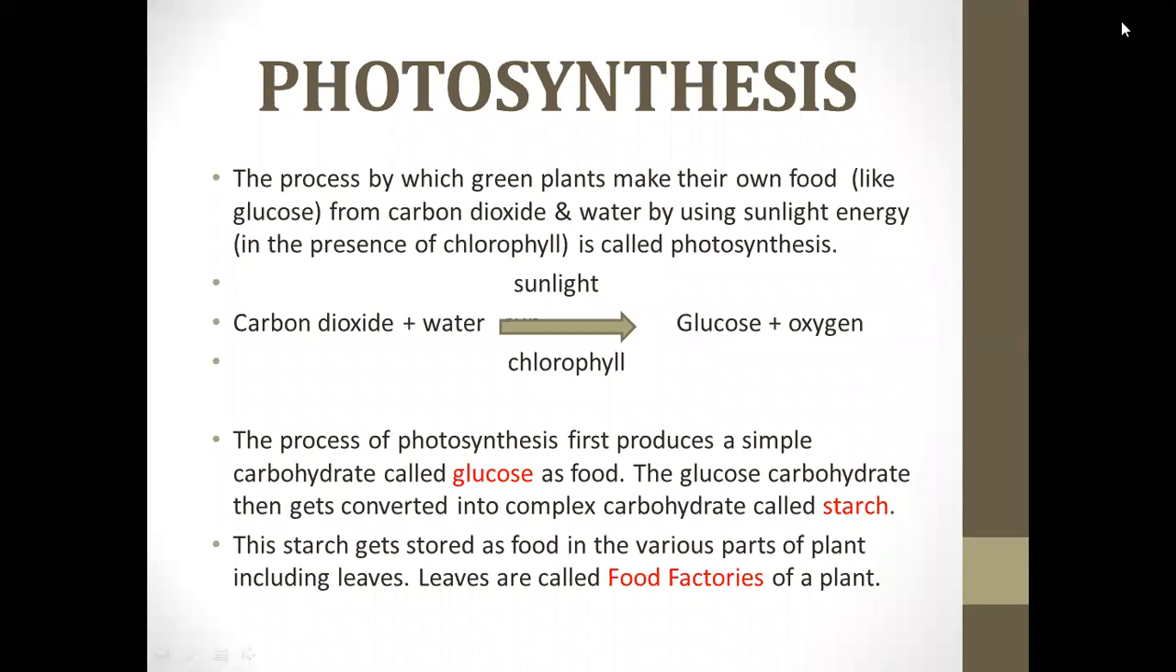Okay, students, we'll know about the process of photosynthesis now.